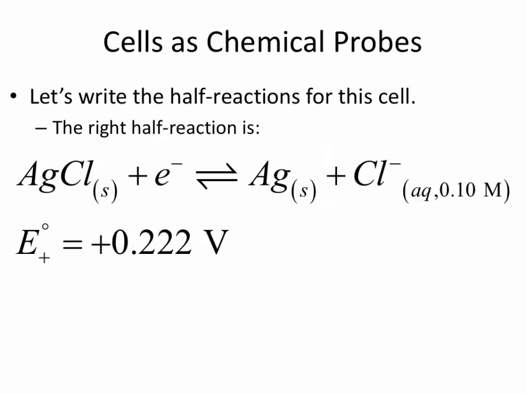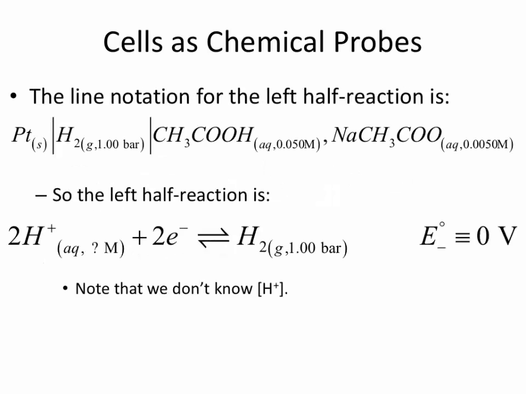So let's write the half reactions for this cell. The right half reaction is given here. We have our silver chloride solid, gaining an electron to give us solid silver and a chloride ion. In this case, our chloride ion has a concentration of 0.1 molar, and that then gives us an E0 plus of plus 0.222 volts.